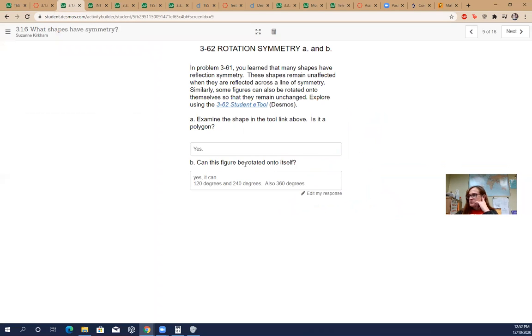Okay, so examine the shape in the toolbox link. Is it a polygon? Yes, it's a polygon. A polygon is anything that has many sides. Can this figure be rotated onto itself? Yes, it can. At 120 degrees, at 240 degrees, and also 360 degrees.